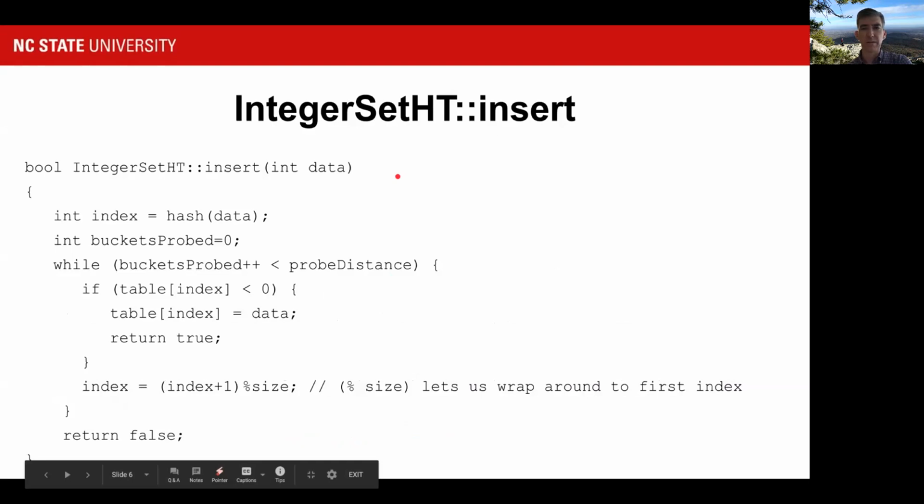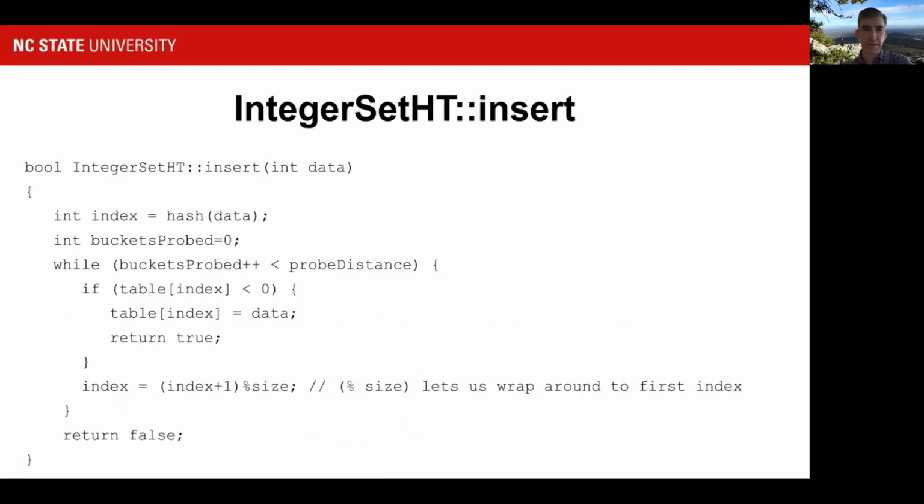Okay, so that gives us some code that looks like this. And now this is a much smarter way to handle insertion. So just like before, we calculate the index. And now I'm going to have this other variable called buckets probed that lets me know how many places I've considered to insert the value. While buckets probed is less than probe distance, I can keep considering locations.